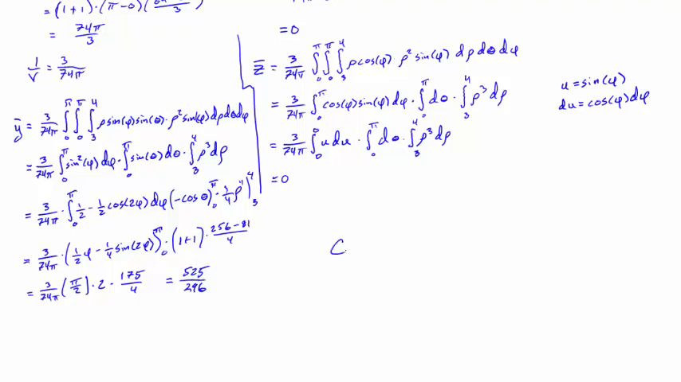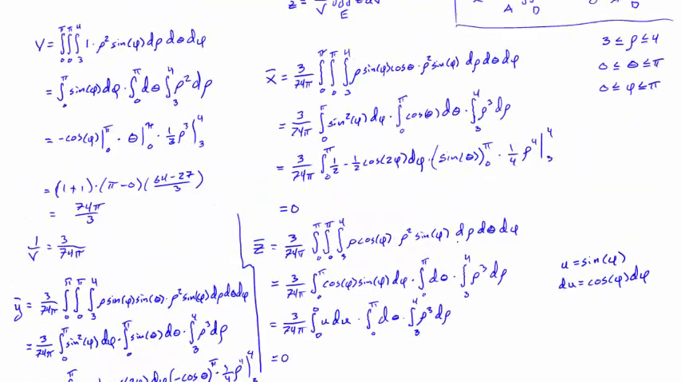So the centroid is 0, 525 over 296, 0. And that's it. That's our final answer for the entire term.